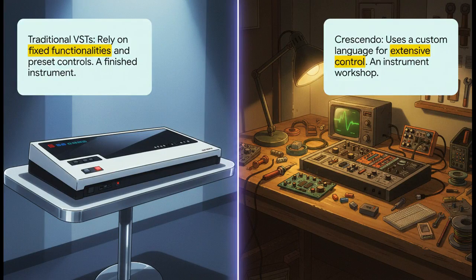Let's break down the difference. A traditional VST? That's like a finished instrument you buy from a store. Crescendo? Well, Crescendo is the entire workshop. It hands you all the raw materials, all the tools, and says, go invent something new. With this, you're not just the musician anymore, you become the instrument builder.